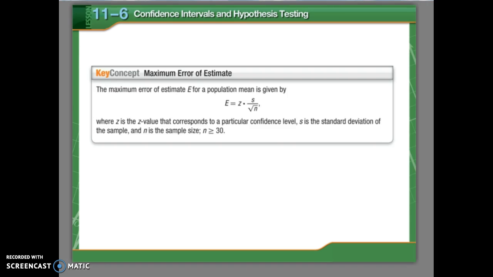We're going to start off with a key concept on how to find the error estimate. The error estimate E for a population mean is given by the formula Z times the S over square root of N, where Z is a value that corresponds to a particular confidence level. There's multiple ways of finding this, whether on the calculator or by hand. S is the standard deviation of the sample, and N is the sample size. And it's important to remember that N needs to be at least 30.